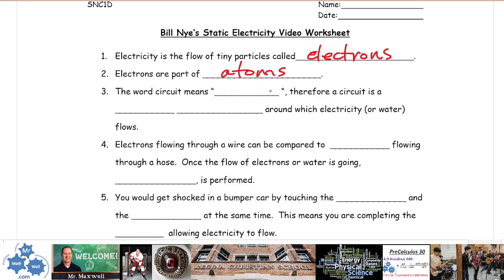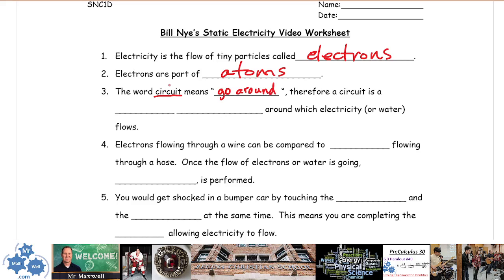Okay, the word circuit means what? Any guesses there? What does the word circuit actually mean? What's circ? Think about circle. Circulate. A loop. It means to go around. So you might have something like this, but it means to go around is what the word circuit actually means. Or you could just put around.